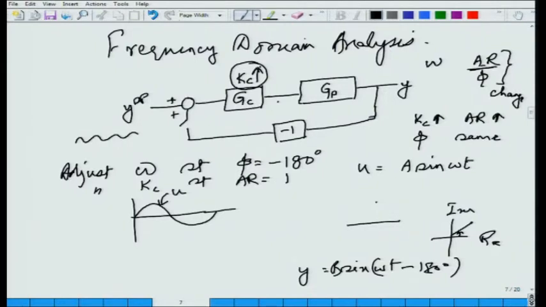If I have done that, then if the input sine wave looks like this, this is u, meaning that this is y set point, then y would look like a mirror image of this, and of course, the sine waves go on, and its amplitude would be the same as the input sine wave because the amplitude ratio is 1. Kc has been adjusted to give you an amplitude ratio of 1.